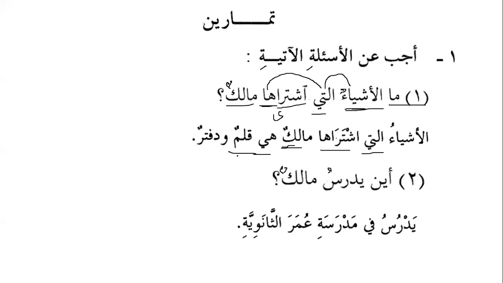If it is one thing, fine, but if it is ashya'u, then it is a broken plural, which means it is feminine. That's why we have allati for the things. Then we have ishtaraha, where ha refers to allati. Then malikun is the fail, and hiya is used for the things. Qalamun wa daftarun.